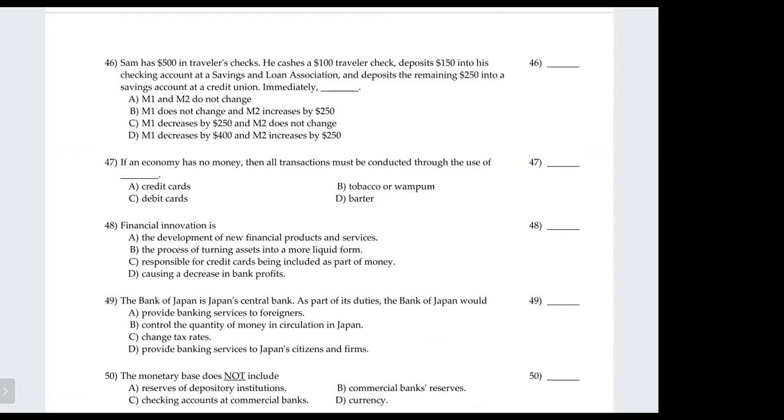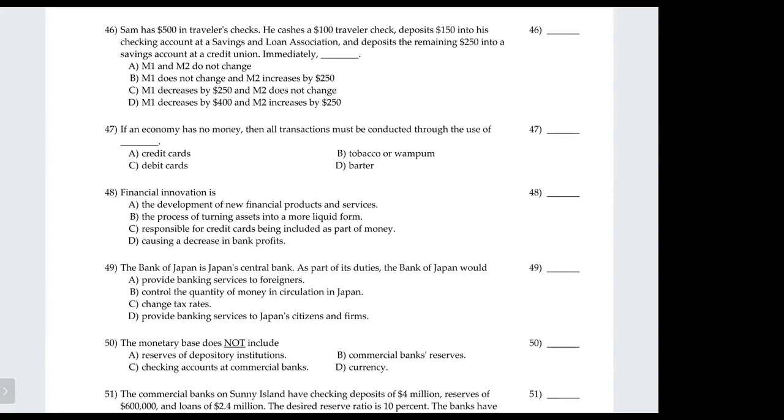46. Sam has 500 in travel checks. He cashed $100 of travel checks, deposited 150 into his checking account, and deposited the remaining 250 in the savings account. Okay, so that's a question testing your understanding of M1 and M2, right? So the answer is C. Now, why is the answer C?